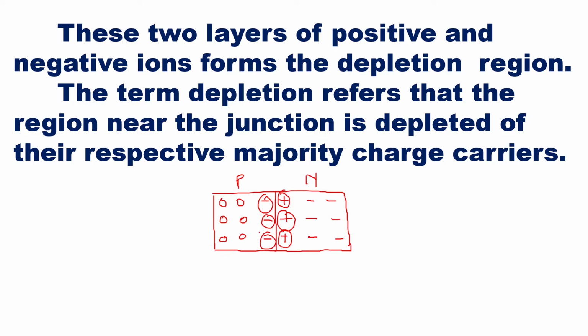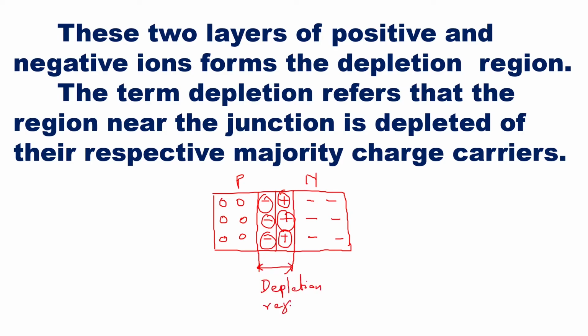Now this area will be reducing the majority charge carriers. The majority charge carriers, that is the holes in p-type and electrons in n-type, will be reduced here, it will be depleted here. So this region will be called the depletion region. Here you can see this area where there are only ions which are immobile, there are no holes and electrons. So this area is depleted of majority charge carriers. Therefore this region is called the depletion region.